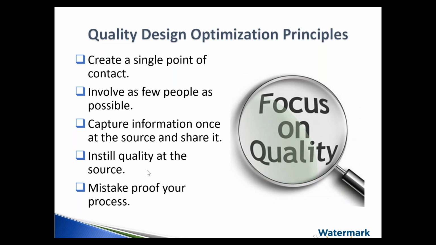Install quality at the source. So throughout, you check quality so you don't have to wait until the end to figure out, oh, gee, this wasn't quality. And then mistake-proof any of your processes. Mistake-proofing is where you put a process together and say, how do we help people prevent making mistakes? Maybe we give them a checklist to look at. Maybe we give them some type of signal.